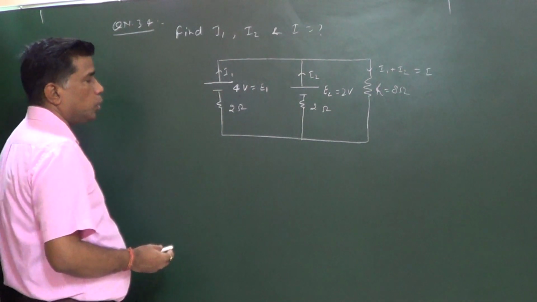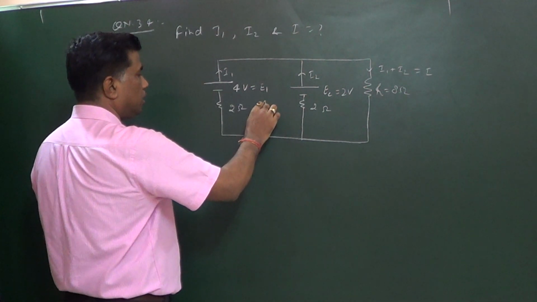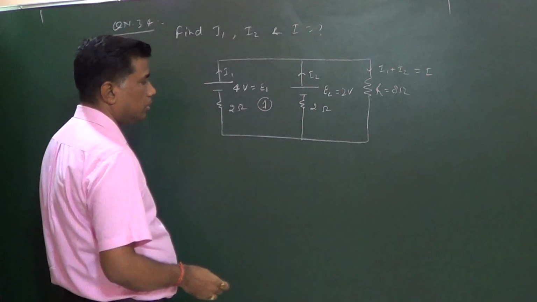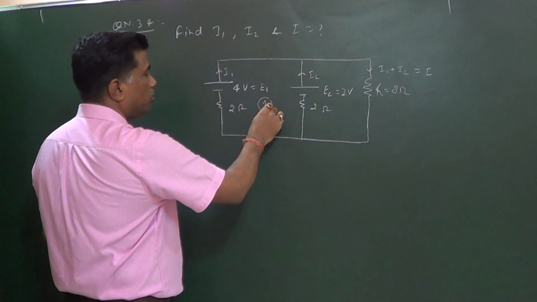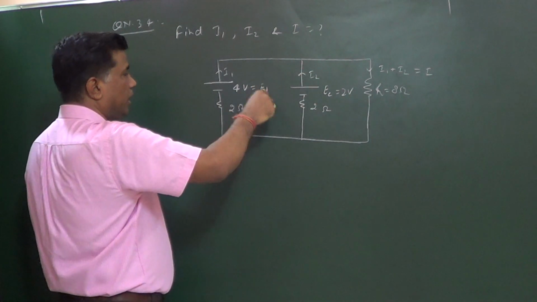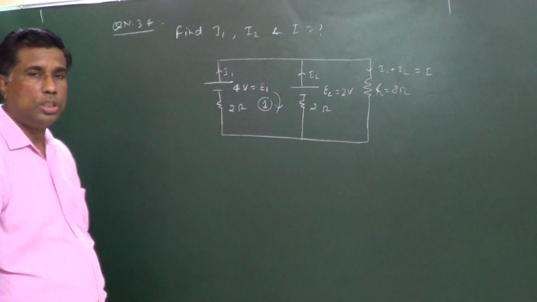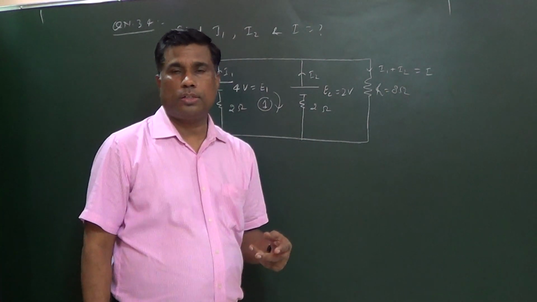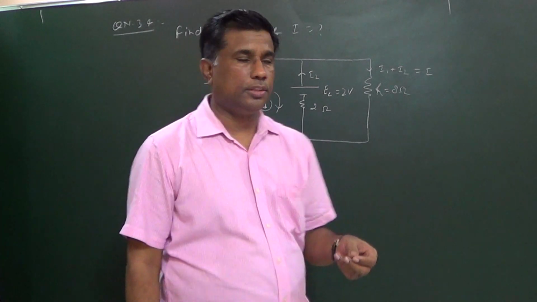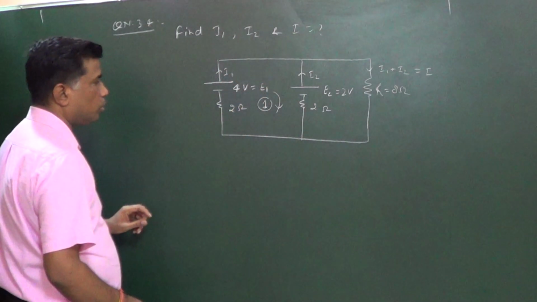So first we are going to apply Kirchhoff's second law in this closed mesh 1. It is not necessary every time that we write A, B, C, D, E, F, G, H. We can move directly. Now we are in practice. We have done 2-3 problems, so we can apply Kirchhoff's law directly. So we are going to apply Kirchhoff's second law in this closed mesh 1.